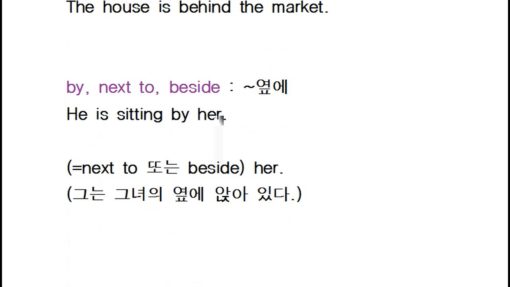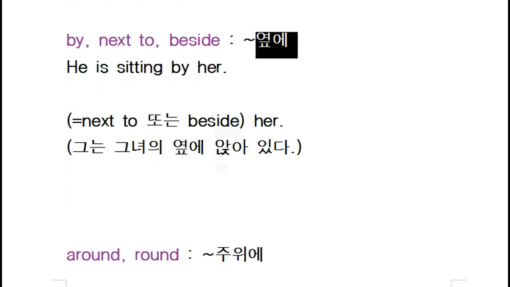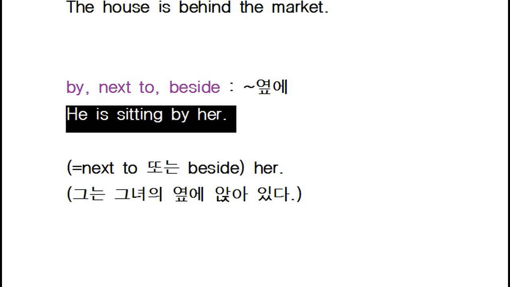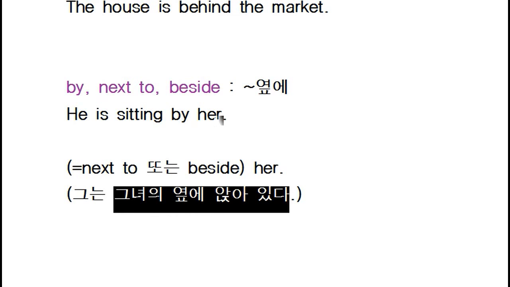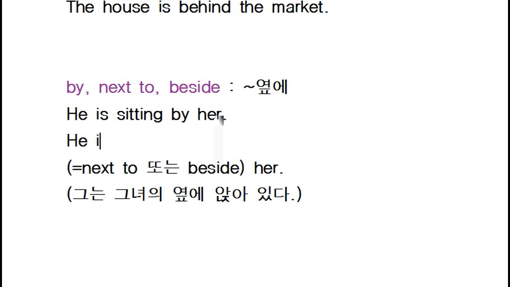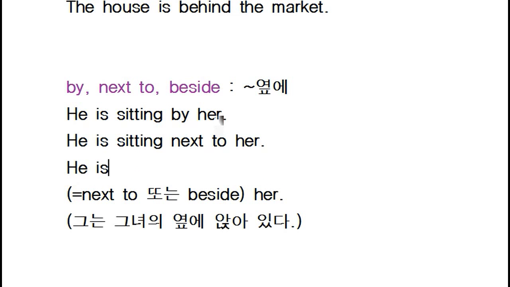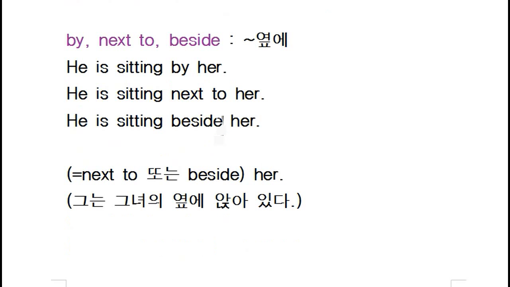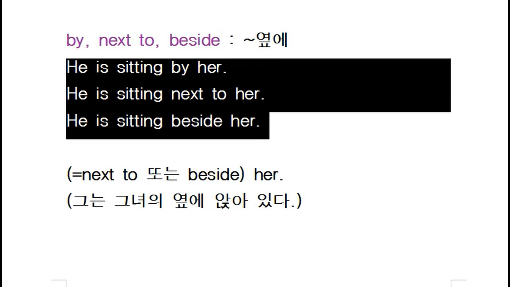Now let's go for by. Next to. Beside. They're just the same, students. So you can use anything. For example, he is sitting by her. He is sitting by her. Or, look at this. You could also say he is sitting next to her. Or he is sitting beside her. They're just the same, students. Got it? They're just all the same.